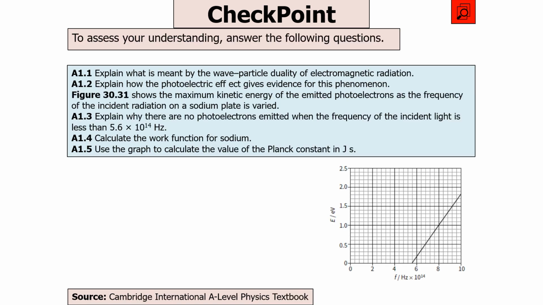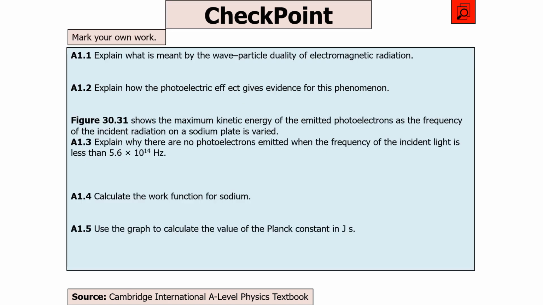Now the next question says, explain what is meant by the wave-particle duality of electromagnetic radiation, then explain how the photoelectric effect gives the evidence for this phenomenon. Then the figure shows the maximum kinetic energy of the emitted photoelectrons as the frequency of the incident radiation on a sodium plate is varied. Explain why there are no photoelectrons emitted when the frequency of the incident light is less than 5.6 times 10 to the 14 Hz. Calculate the work function of sodium and use the graph to calculate the value of Planck's constant in joule seconds. So pause the video now, then unpause the video when you want to go through your answer.